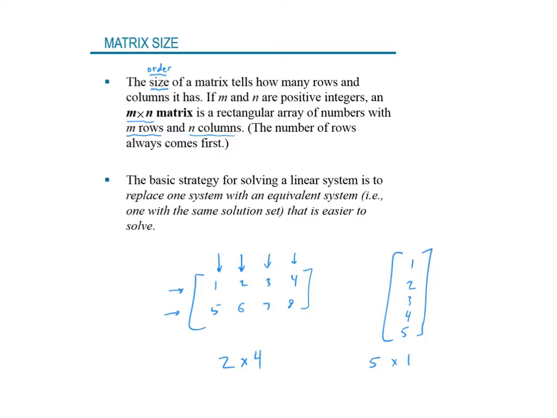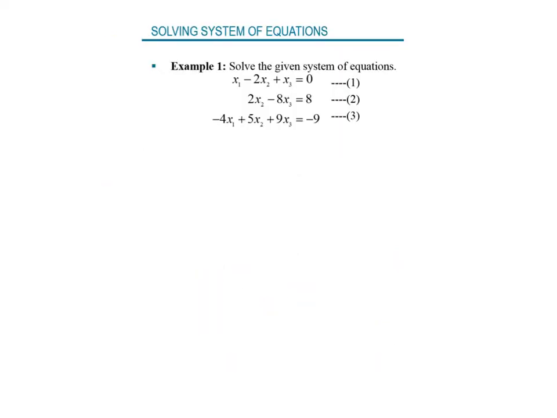Now, the second bullet point here, it says the basic strategy for solving a linear system is to replace one system with an equivalent system that is easier to solve. Okay, and we'll see what that looks like as we go through lots and lots of examples. And our first example is the system that we were presented with previously. We're going to solve the given system of equations and see what the solution set looks like.